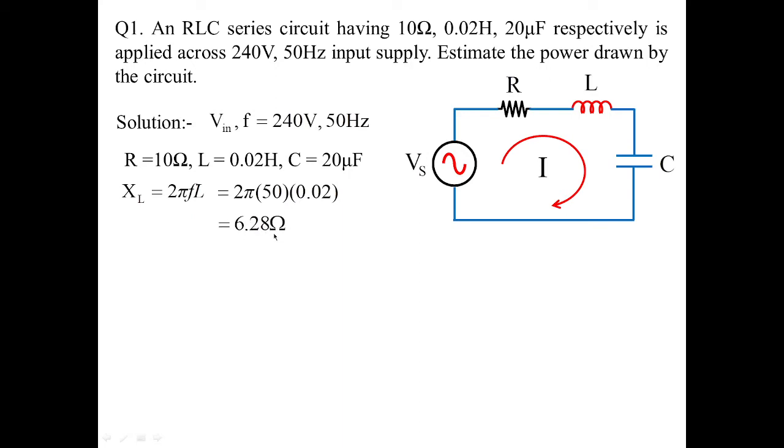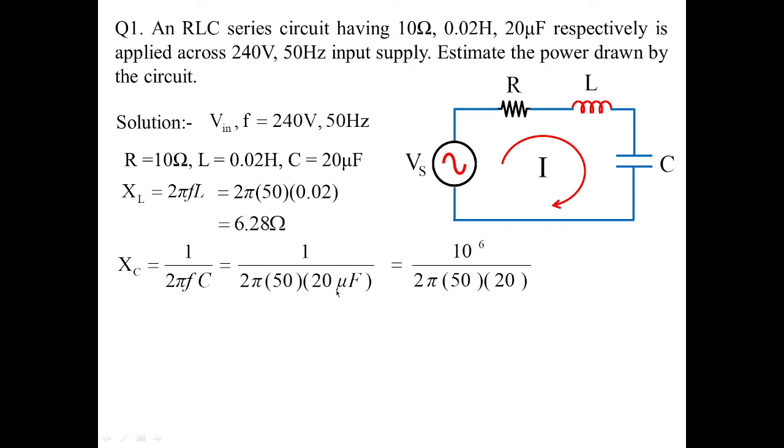This is in ohms because it is inductive reactance. That is why the unit is ohms. Similarly, you can estimate the capacitive reactance whose formula is given by 1 by omega C. Omega is 2 pi F. Just substitute the value of F and C from the given problem. So here 20 microfarads, micro indicates 10 to the power of minus 6. This goes to the numerator and becomes 10 to the power of 6. So 10 power 6 divided by the denominator will give you the value of capacitive reactance to be 159.15 ohms.